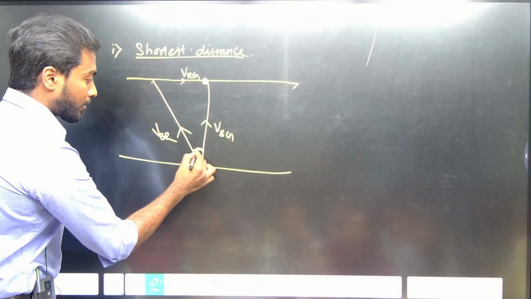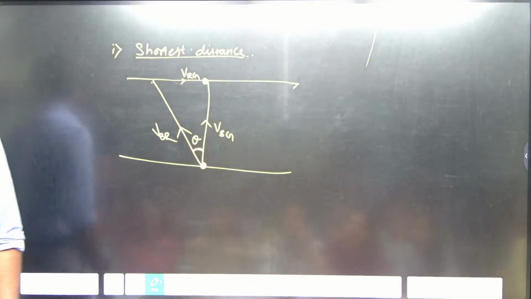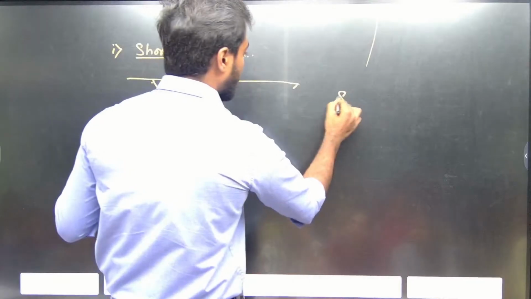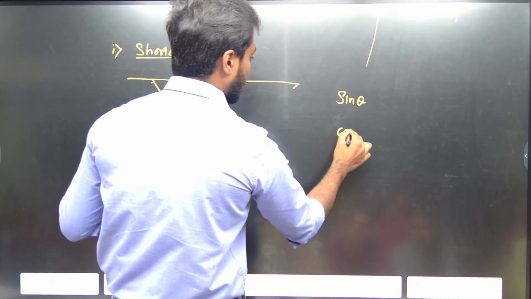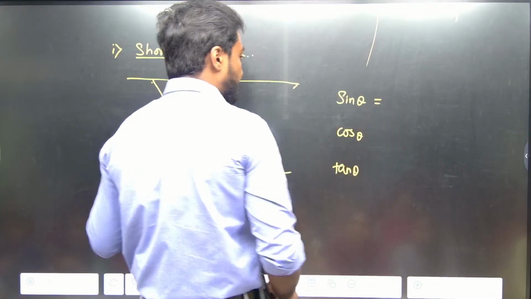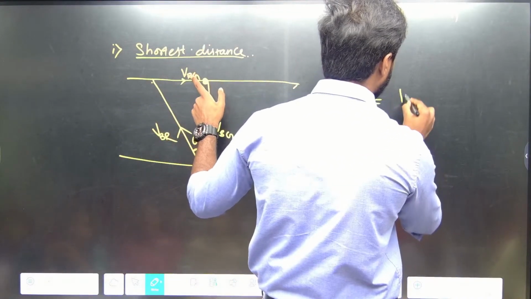This is angle theta. Angle theta. Now only one thing is remaining: sin theta, cos theta, tan theta. What is sin theta? What is opposite?